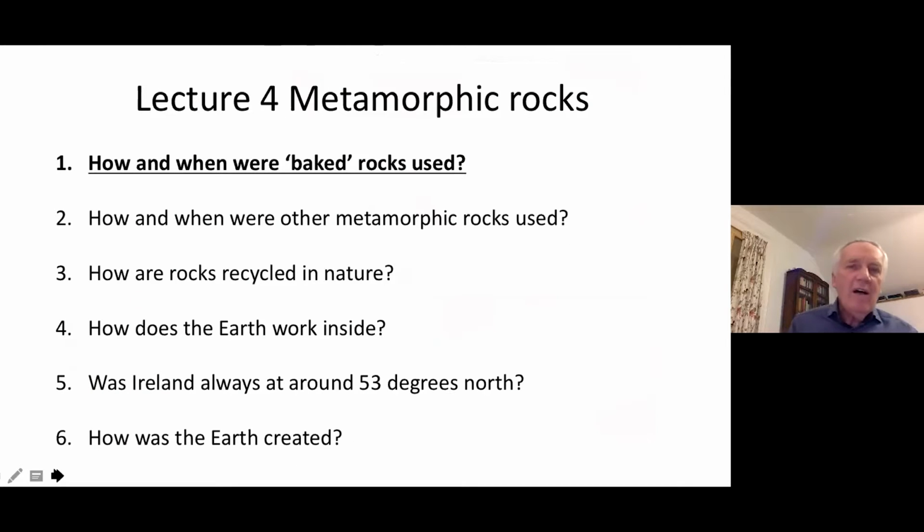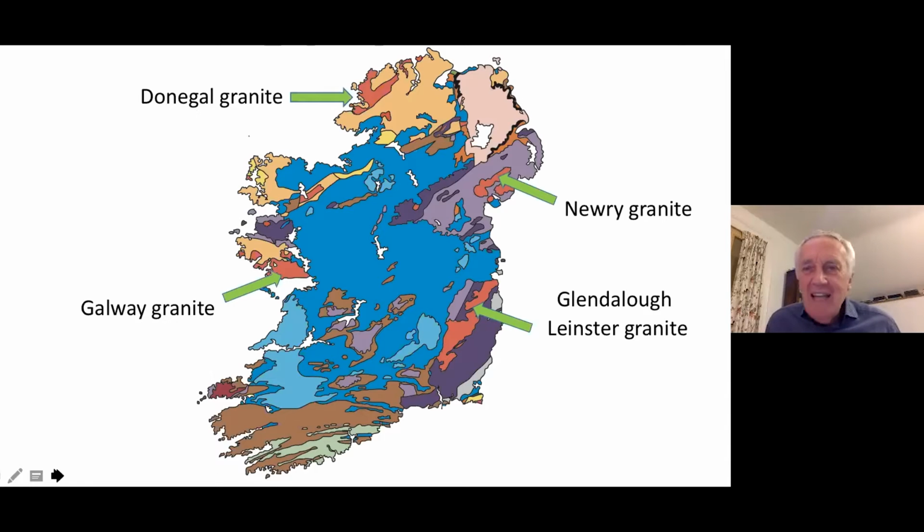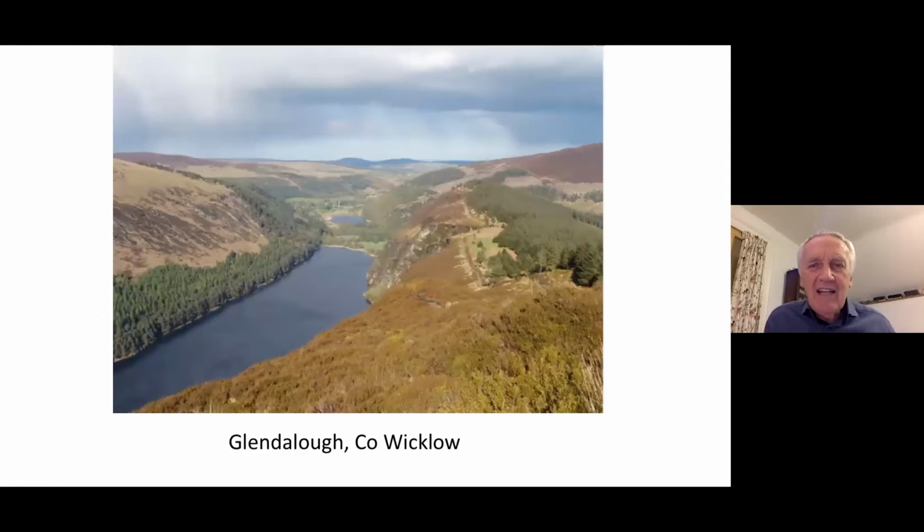So how and when were baked rocks used? By baked rocks, I mean rocks that were heated by the close proximity of an igneous intrusion. And the biggest intrusions in Ireland are the 4 granites I mentioned last time, Donegal, Galway, Newry and Leinster. And here in the Leinster granite at Glendalough, which many of you will know, that's where the schist came from. And it was formed by heat from the granite. Here we are standing more or less on the granite, looking eastwards at the schist next to it in the margin, looking down the valley there.